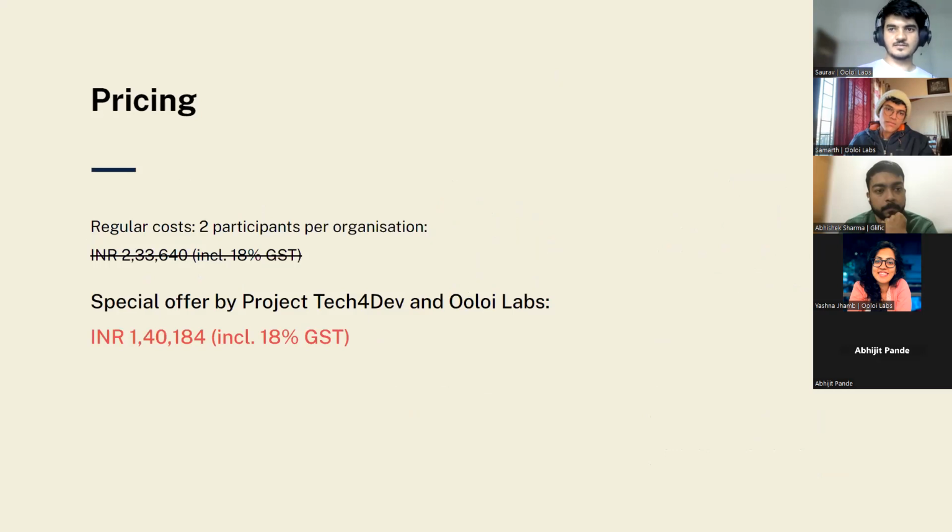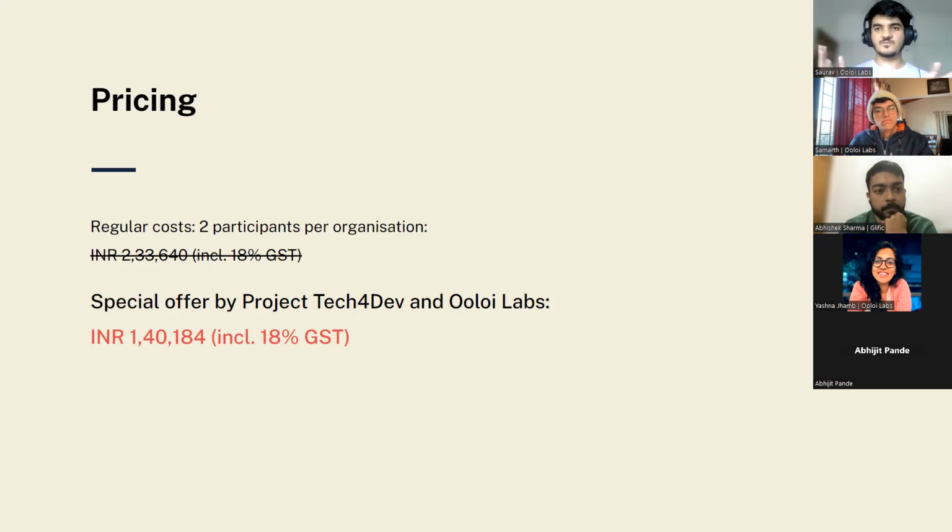And I think the last thing about the program is the pricing. So the initial pricing for 2 participants per organization was coming out to 2,33,000, but I think Tech4Dev really believes in this design thinking process and this approach, and we, Ulo and Tech4Dev, really think that this can help organizations elevate the work they're doing.